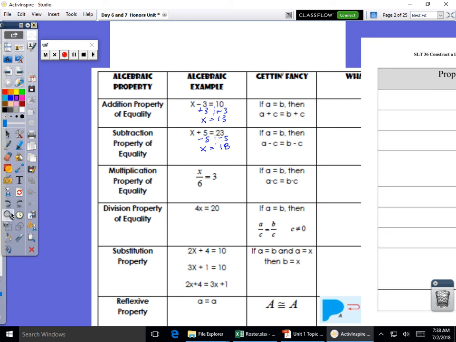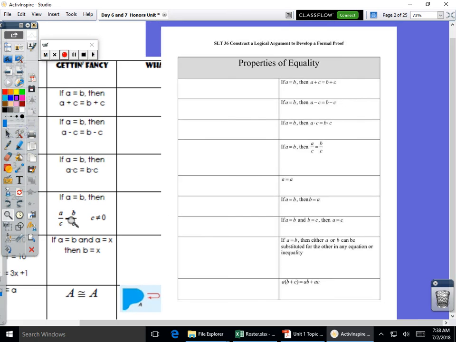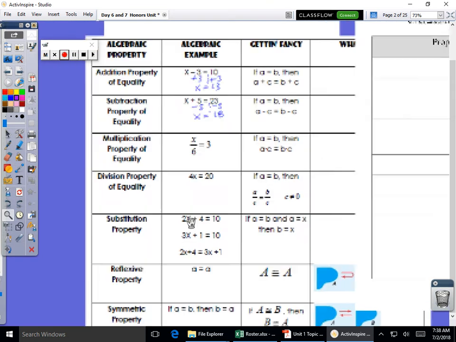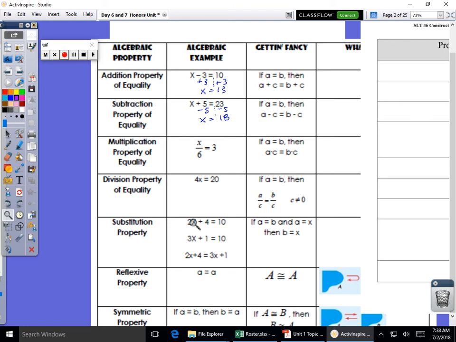All right, then we have multiplication property of equality, right? If we multiply the same number on both sides, we still have a true statement. So if we want to undo division, like here, divided by 6, we could multiply by 6 and find out what x equals. Okay, so multiplication property of equality. The next one, division property of equality. If we want to undo multiplication, we can divide both sides of the equation by the same number and get our answer.